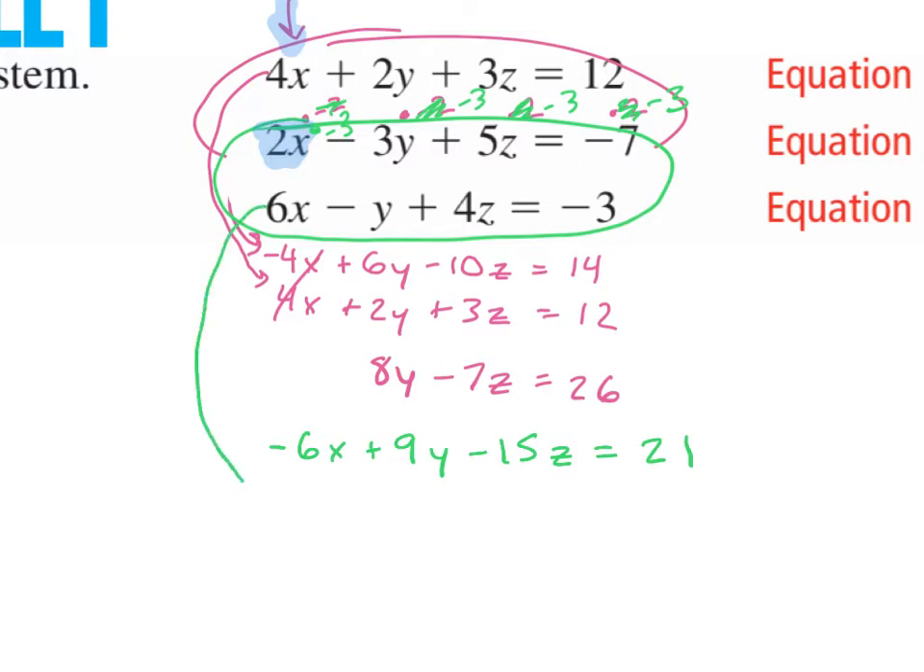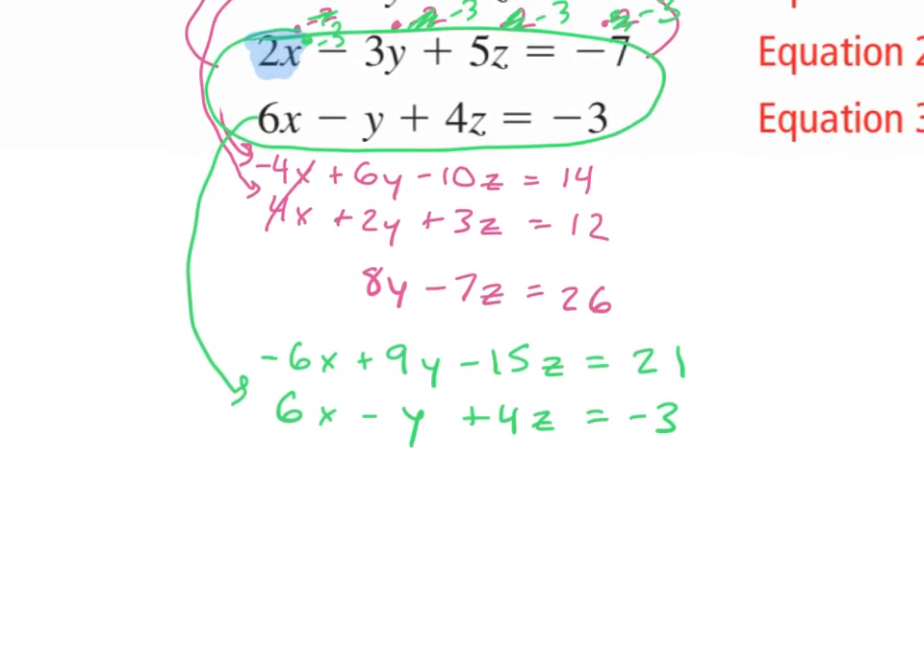Now I'm just going to rewrite equation 3 down below here so we can line it up. But you don't have to rewrite it if you don't want to, but I like to because it makes it easier to see and there's less room for error. So our x's cancel out. We have 9y minus y, which is just 8y. Negative 15z plus 4z is negative 11z. And then 21 minus 3 is 18.